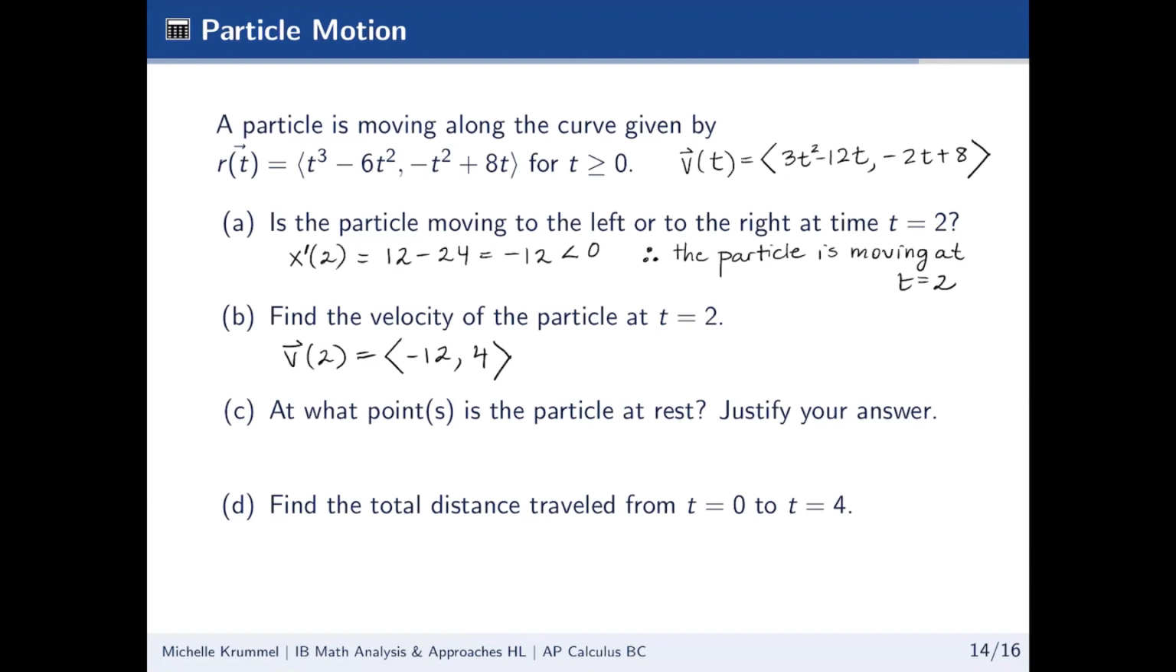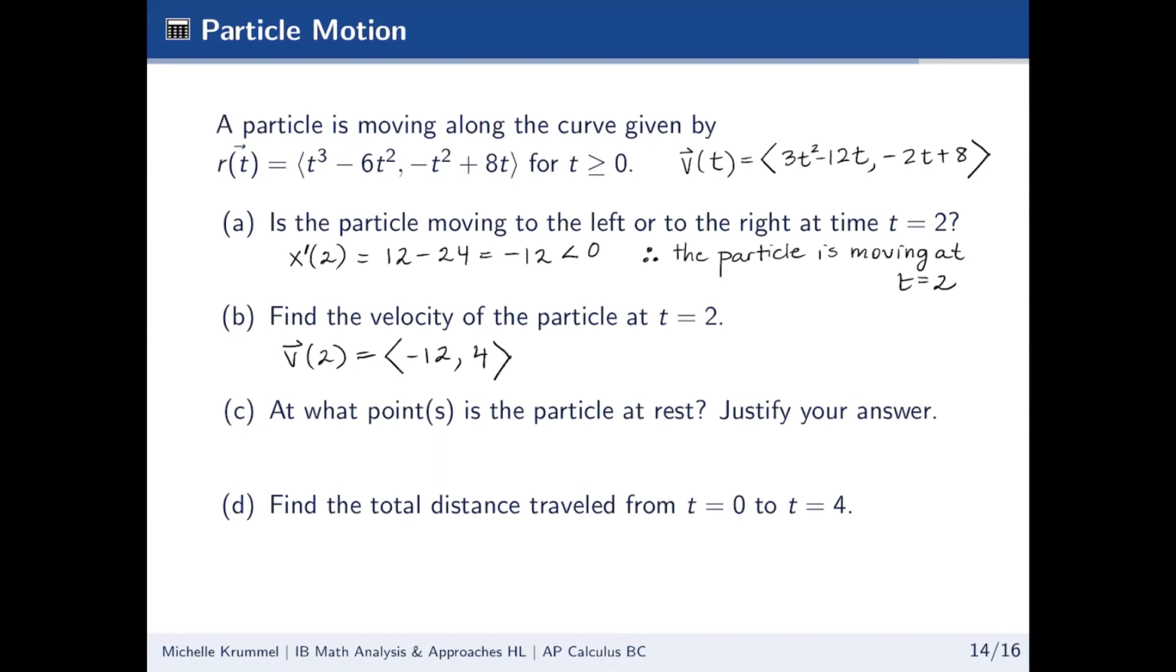Part C, at what points is the particle at rest? Justify your answer. So at rest, what does that mean? Well, when we were dealing with linear motion, at rest meant that the velocity was 0. So can I phrase that in the same way? Can I say here it's going to be when the velocity vector is 0?